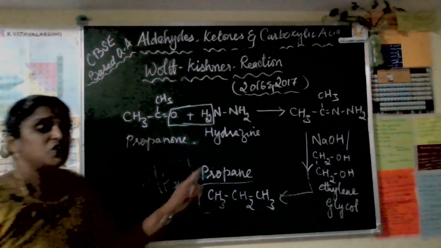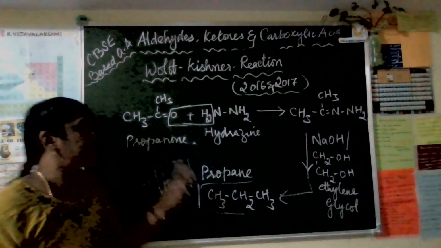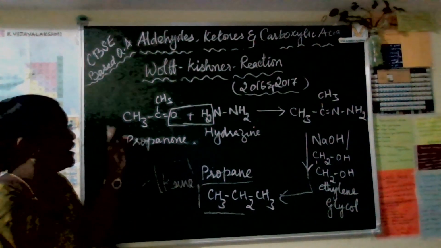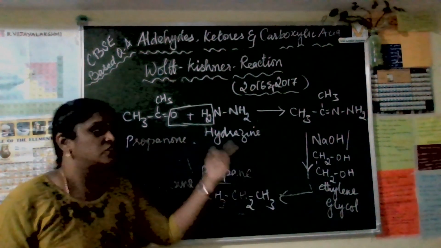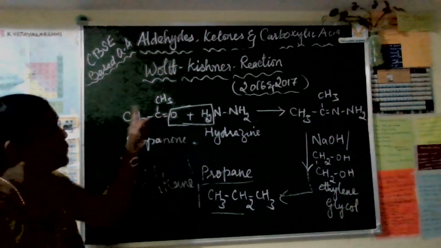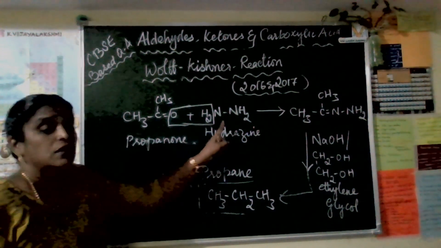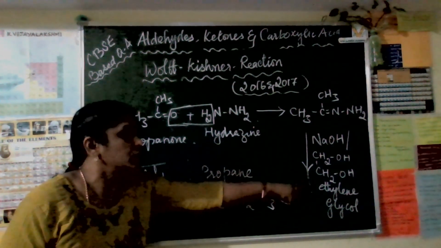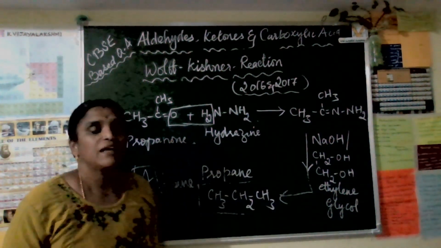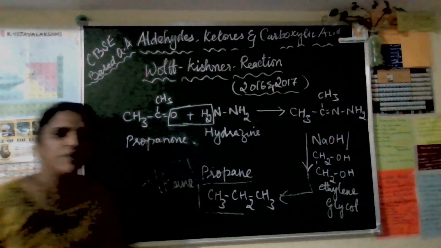So indirect questions also they may ask, how to convert an aldehyde or ketone into an alkane. The Wolff-Kishner reaction is one more reaction. What are the compounds? An aldehyde or ketone with hydrazine, followed by sodium hydroxide and ethylene glycol. Hope you're clear with this.